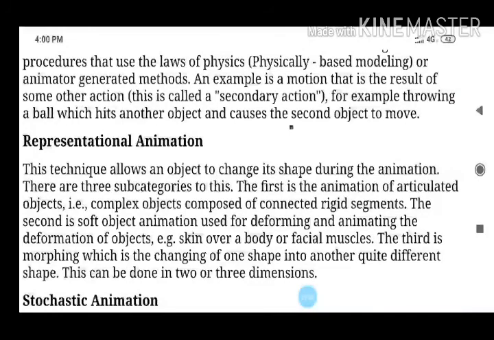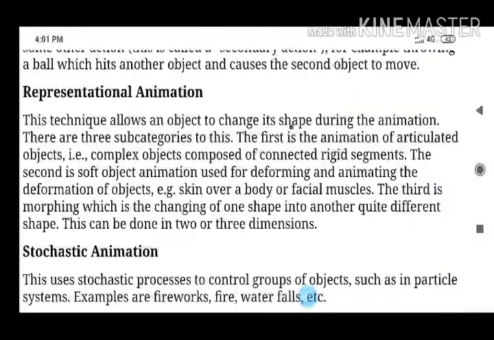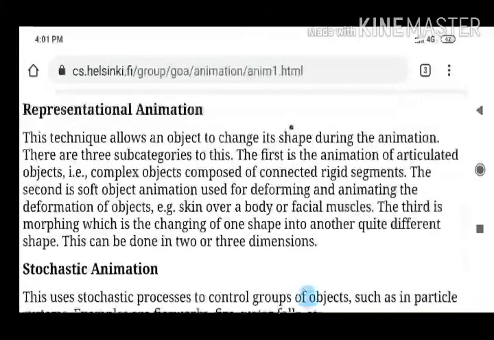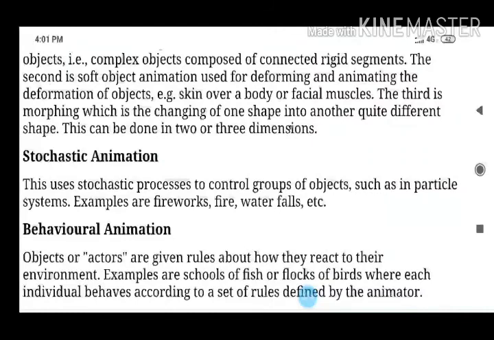Look here, representational animation is telling us 3 types. First is complex objects composed of connected rigid segments. The second is soft object animation, used for deforming or animating the deformation of objects, like skin over the body, which is soft, and the facial muscles. The third is morphing. All of you know about morphing: the changing of one shape into another shape. It's called morphing. So this type of animation is called the representational animation system.